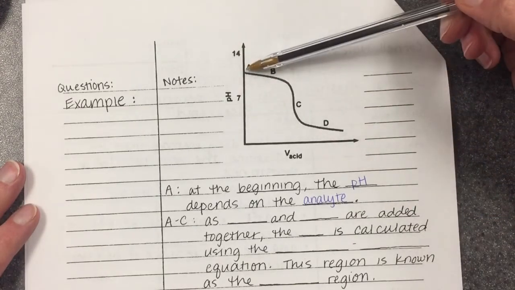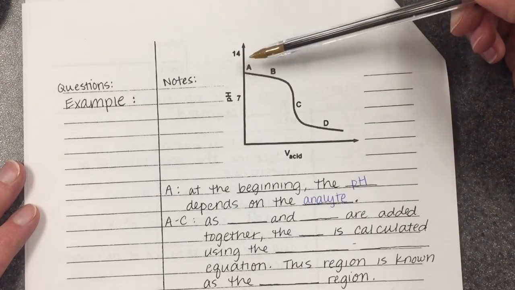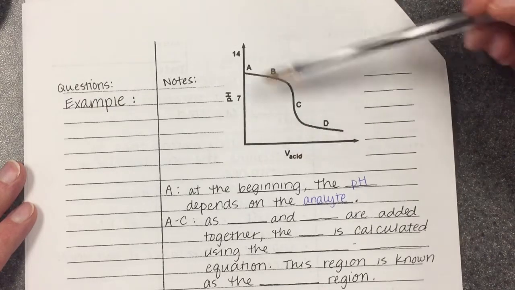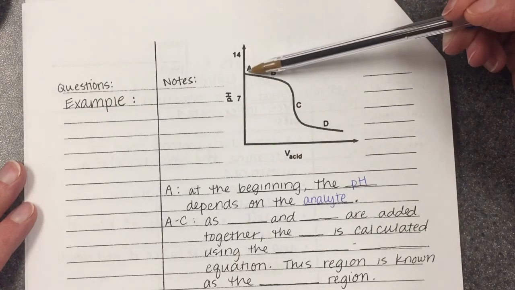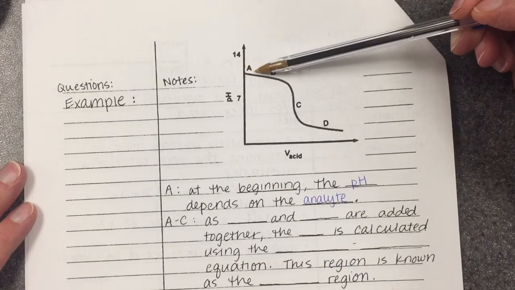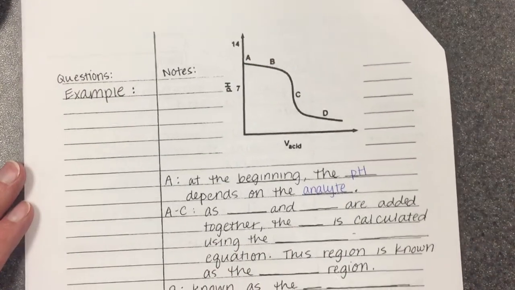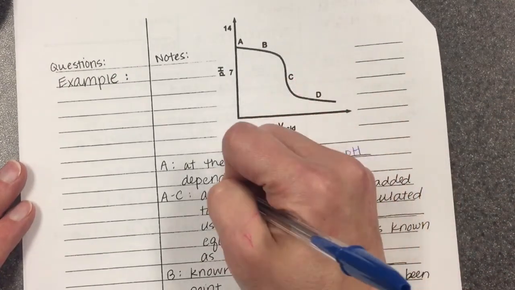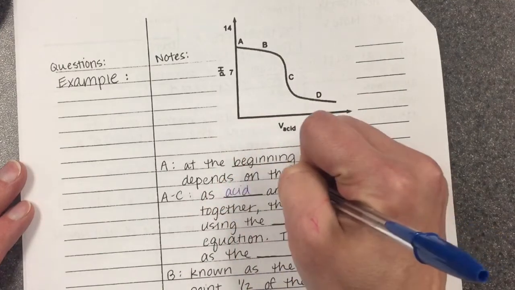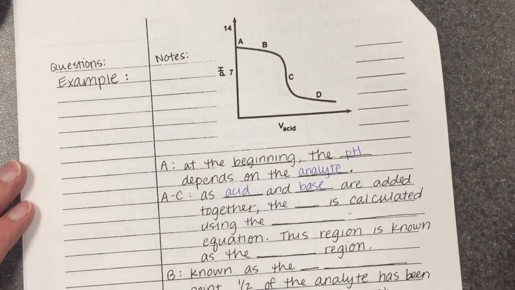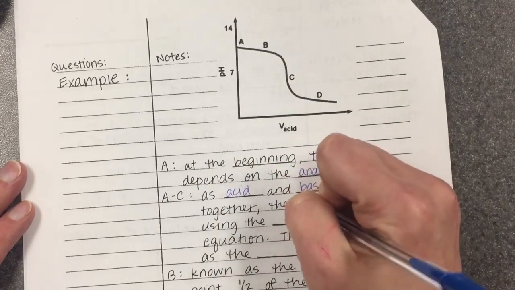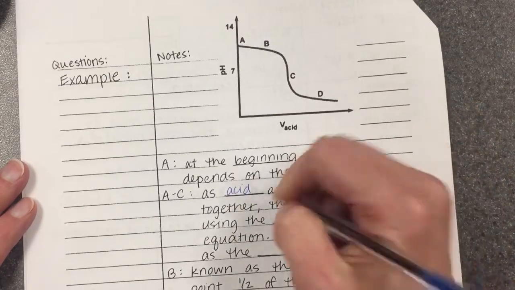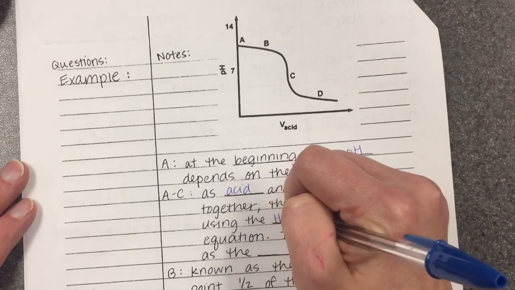Now, as soon as that first drop of acid, because we're adding acid in this case, as soon as that first drop of the titrant hits the analyte, what we have is a mixture of acid and base. And so as the acid and base are added, the pH has to be calculated using the Henderson-Hasselbalch equation.